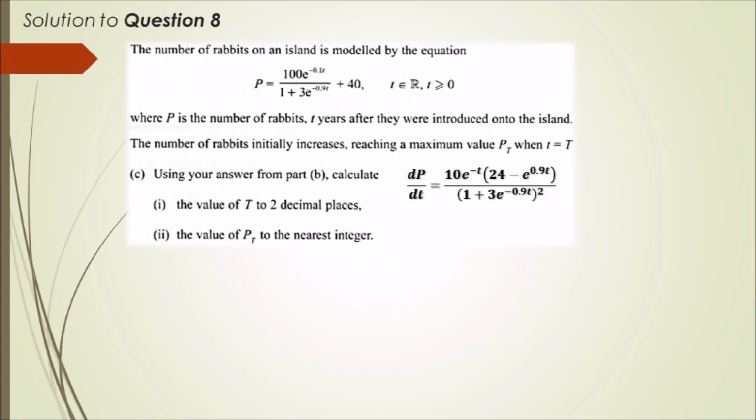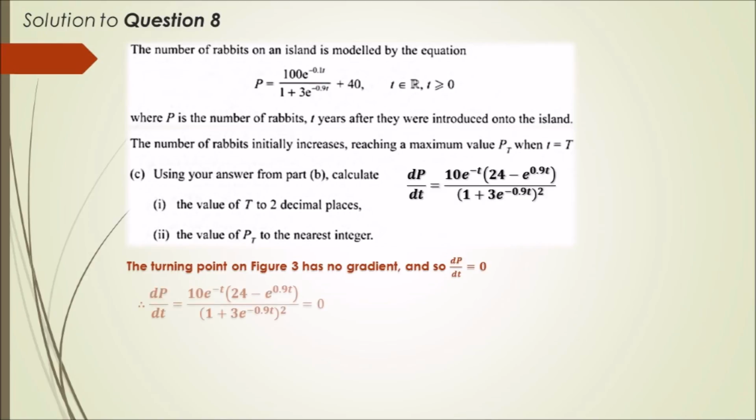When we differentiate, firstly, we should understand that the curve we saw in figure 3 has a turning point. And this turning point, for any shape, is always where the gradient is 0. And we know that the first derivative is the gradient. So setting that to 0, we have dp over dt equal to 0. Therefore, we can solve that equation. Notice that the bottom half of the fraction multiplying against 0 will cancel out, and you're just left with 10e to the power minus t times (24 minus e to the power 0.9t).